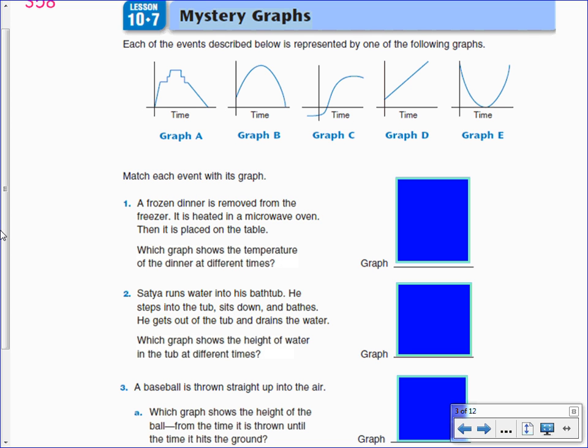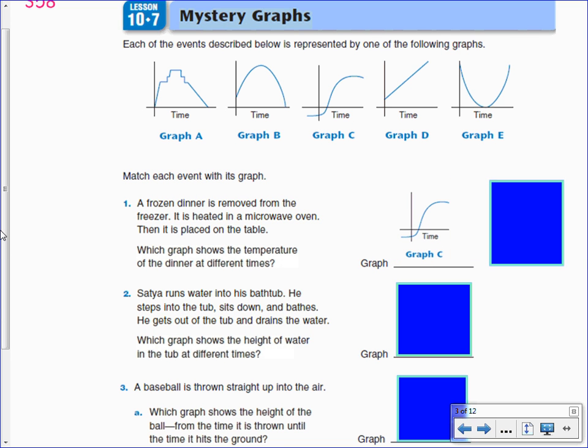Okay, so let's think about this with the situation. Does this make sense? So it's taken out of the freezer, it's pretty low, it heats up in the microwave, and then does it make sense that if you placed it on the oven, the temperature would kind of stay the same? It might go down a little bit. Yeah, because it's cooling. Is it going to drop super fast as soon as you take it out of the oven? Probably not. So I would agree that graph C would match that situation.